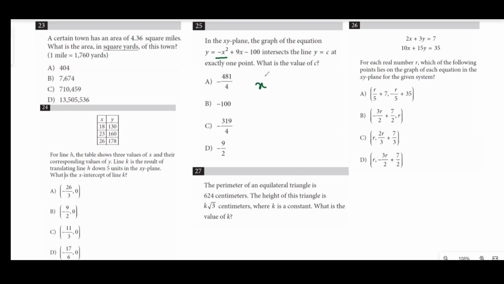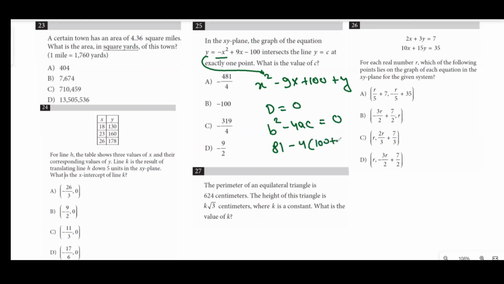So we can directly write x square minus 9x plus 100 plus y. Can I rewrite this equation? Right. After that, I know that if we need exactly one solution in a quadratic equation, then D should be equal to 0. D means discriminant, and discriminant value is b square minus 4ac. This should be equal to 0. B here is 9. 9 square is 81 minus 4, A is 1 and C is 100 plus y. That shall be equal to 0.